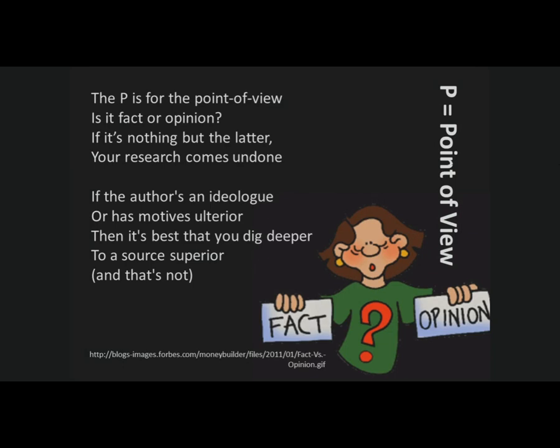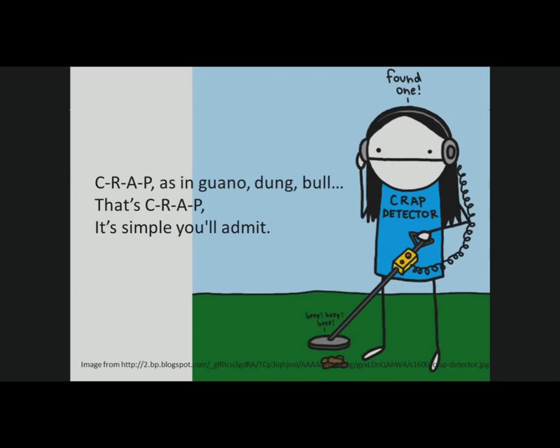The P is for point of view. Is it fact or opinion? If it's nothing but the latter, your research comes undone. If the author's an ideologue or has ulterior motives, then it's best that you dig deeper to a source superior. And that's not C-R-A-A-P, as in guano dumble. That's C-R-A-A-P, it's simple, you'll admit.